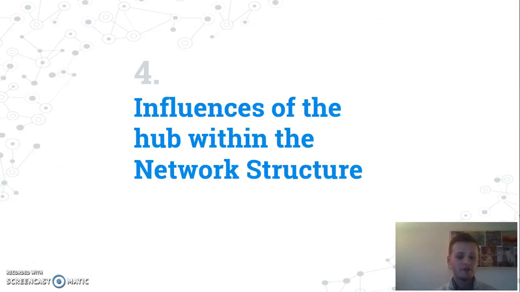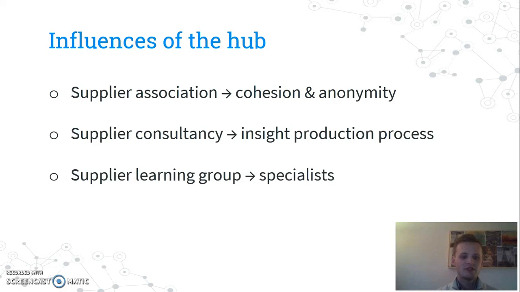Alright, now we are at chapter 4, and now we're going to talk about the influences of the hub within the network structure. Alright, there are three influences the hub has in the network structure, and they are supplier association, supplier consultancy, and supplier learning group.